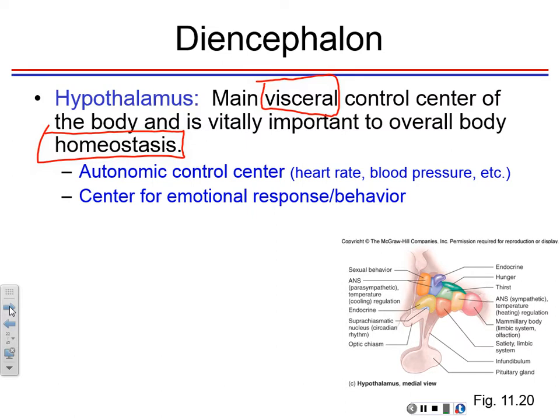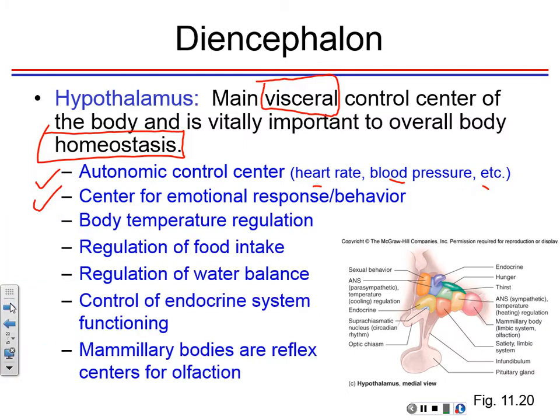Okay, so this autonomic control center controls all those things: heart rate, blood pressure, and so forth. Therefore, it will control things like thirst, drinking water, hunger, and getting energy. So it's kind of like a center for emotional response and behavior. Because it controls all these things like eating behavior, you get hungry or whatever. Okay, it's controlled by the hypothalamus.